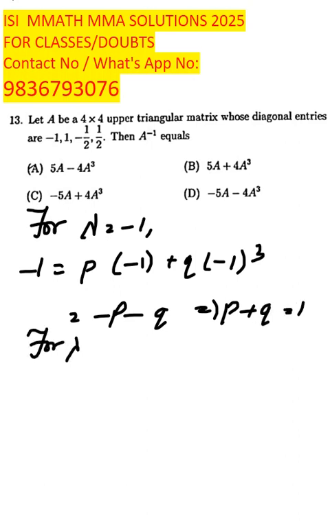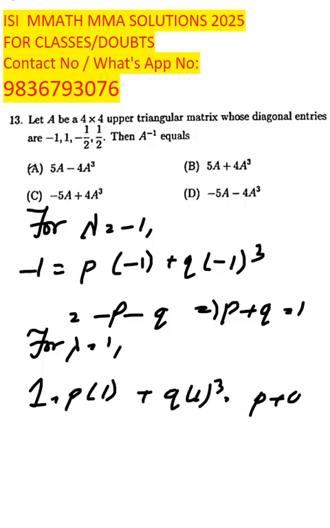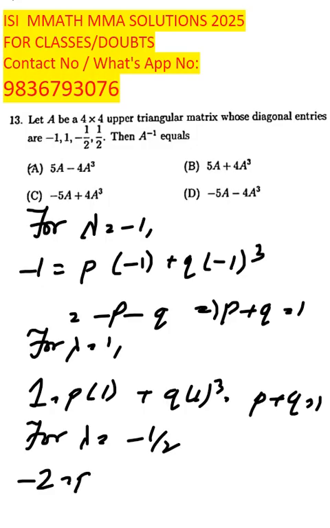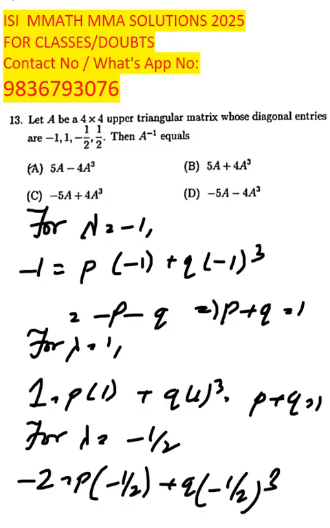Now similarly for lambda equals 1, we have 1 is p of 1 plus q of 1 cubed, so p plus q equals 1. That's the same. For lambda equal to minus half, -2 is equal to p times minus half plus q times (minus half) cubed, so it is minus p by 2 minus q by 8. So 2 is p by 2 plus q by 8.